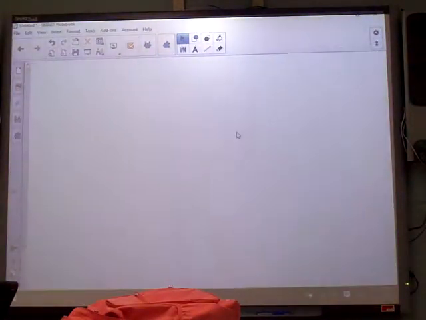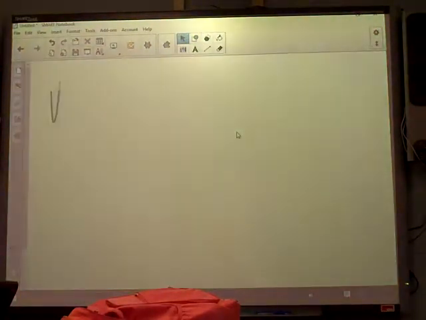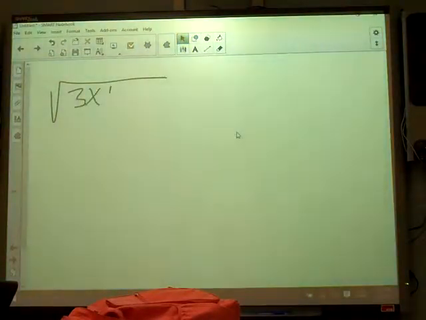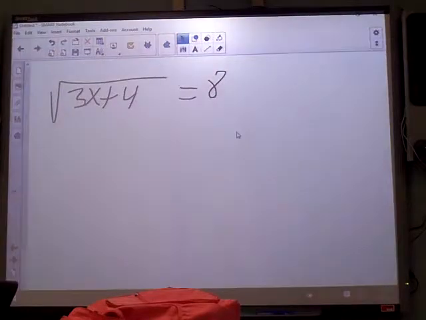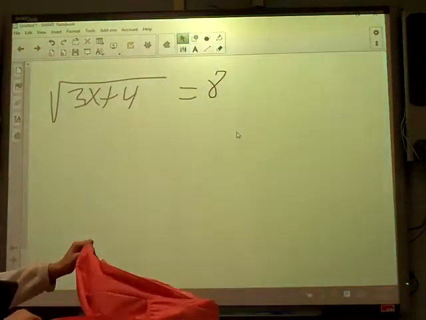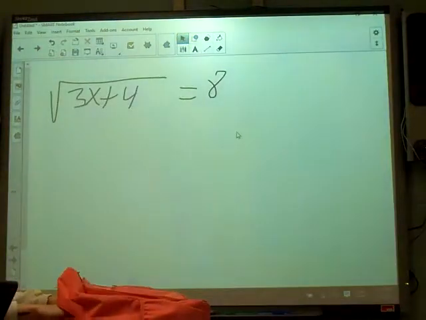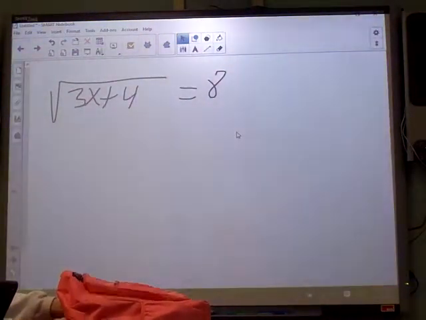Simplified with radicals, they are going to have actual equations to solve. So the first one that we're looking at here says square root of 3x plus 4 is equal to 8. Square root of 3x plus 4 is equal to 8. And our directions say to solve.